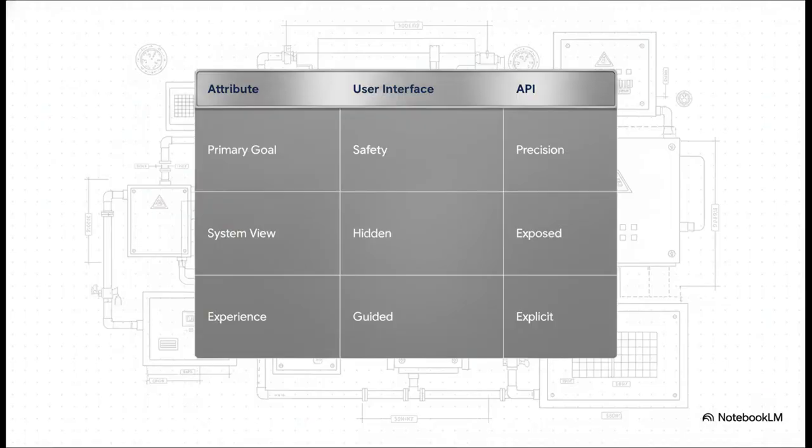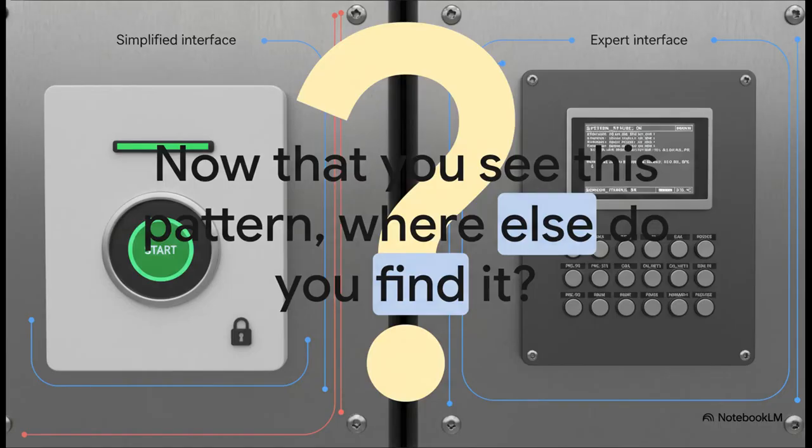So let's just summarize the trade-off. The UI prioritizes safety by hiding complexity to guide you. The API prioritizes precision by exposing that complexity to give you explicit control. Neither is inherently better. They're just the right tool for different jobs. You're either choosing safety and guidance, or you're choosing precision and control. So the next time a task feels different depending on how you do it, you'll know why. It's not a bug, it's a design choice. And that leaves us with a final question. Now that you can see this pattern, this split between a simple guided interface and a powerful expert one, where else do you find it in the world around you?